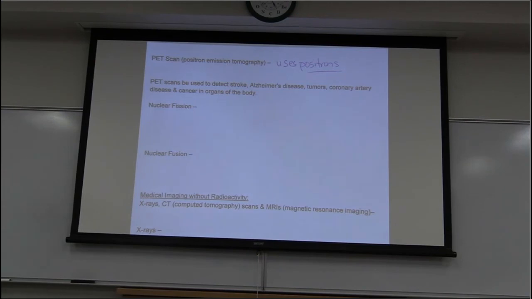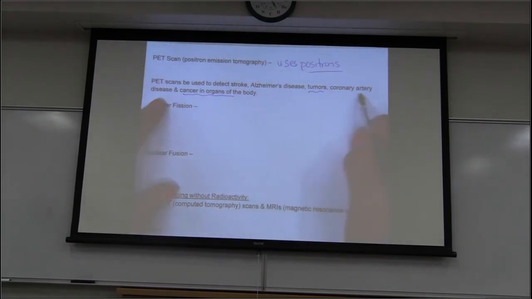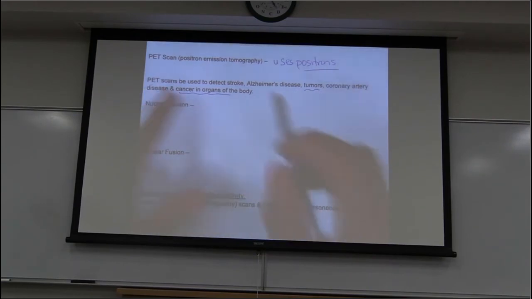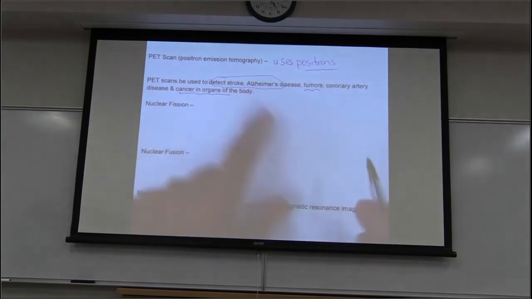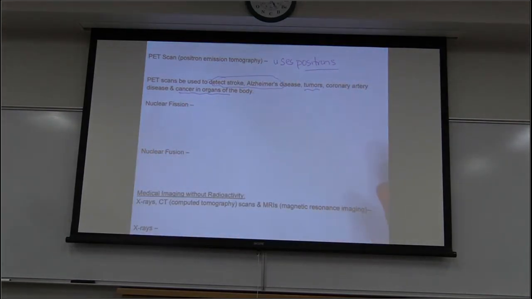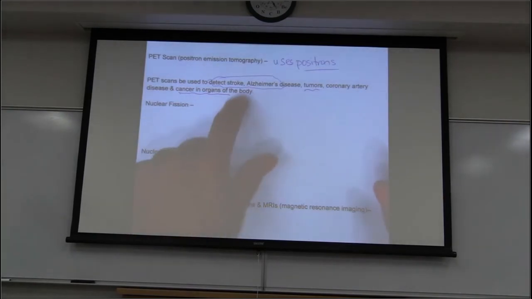Now, that is what I knew about PET scans when I started teaching this class 5 years ago. I knew that it was used for detecting cancer in organs of the body. I knew it was for tumors. Colon cancer, that would be definitely what I was thinking. I still don't know how it is used in coronary artery disease. I have no idea on that one. But detecting stroke and Alzheimer's, that was brand new to me. And when I found out about that, I was really excited.